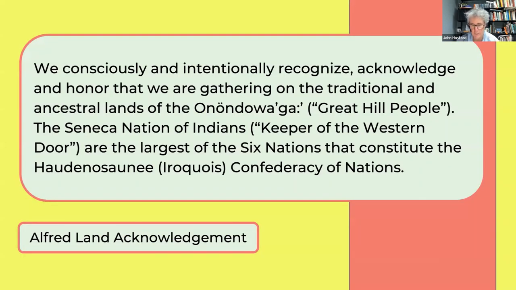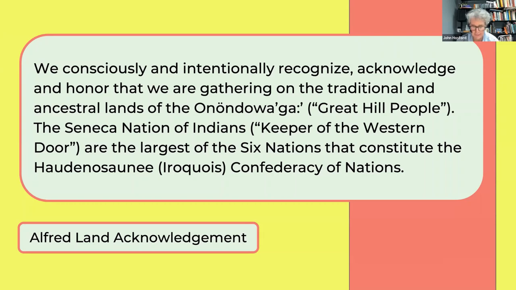And I'd like to start out with a land acknowledgement. We consciously and intentionally recognize, acknowledge, and honor that we are gathering on the traditional ancestral lands of the Onondaga, Great Hill People. The Seneca Nation of Indians, Keeper of the Western Door, are the largest of six nations that constitute the Haudenosaunee Iroquois Confederacy of Nations.